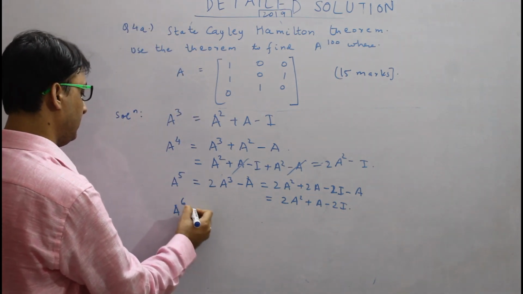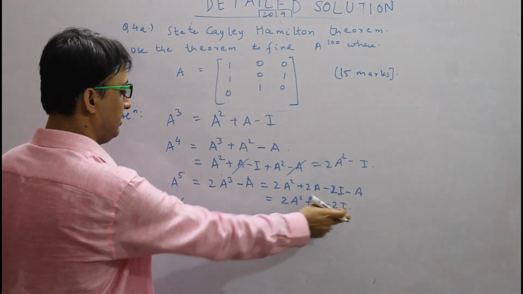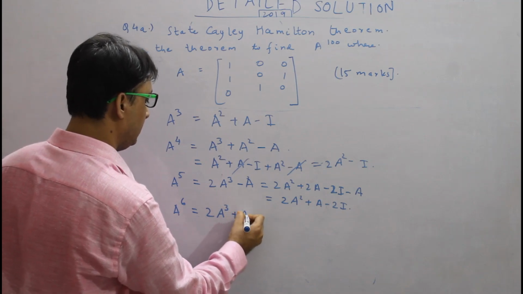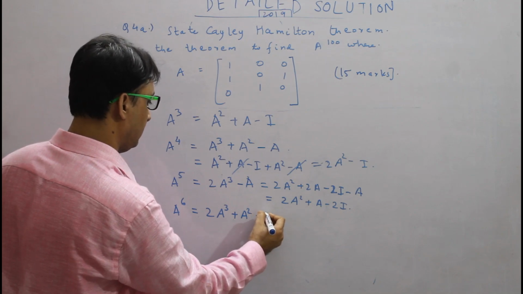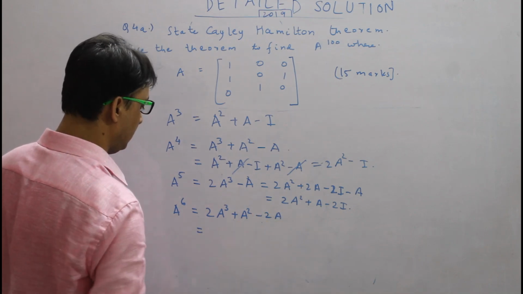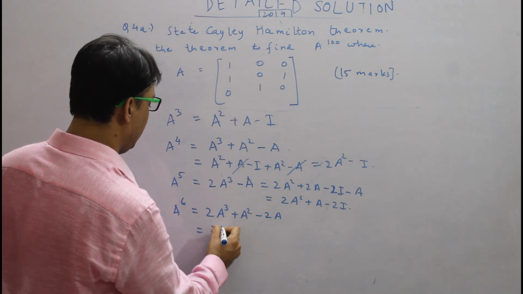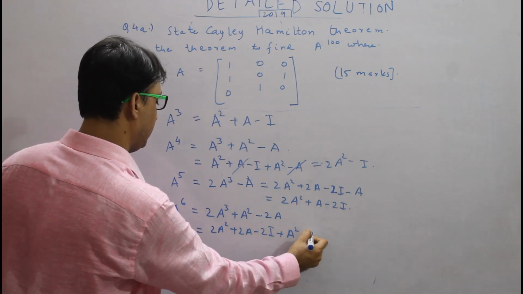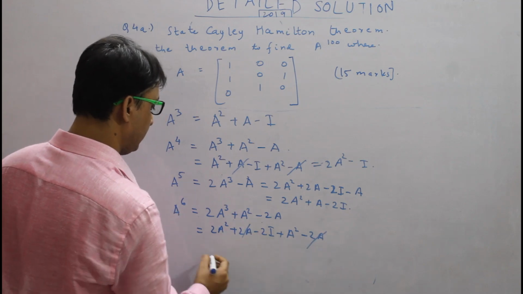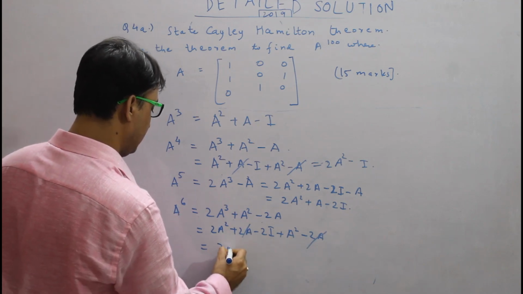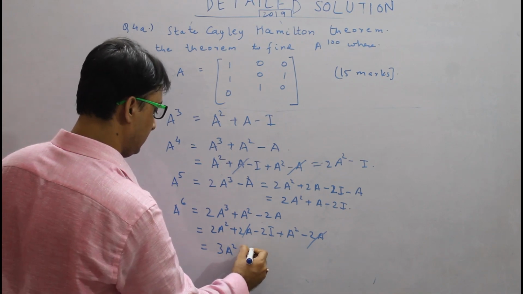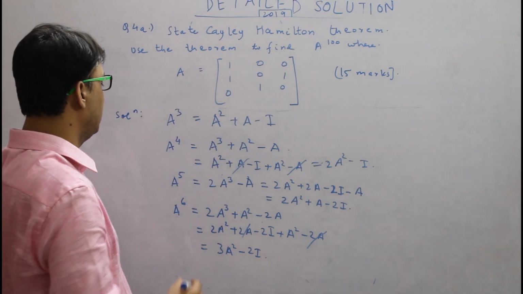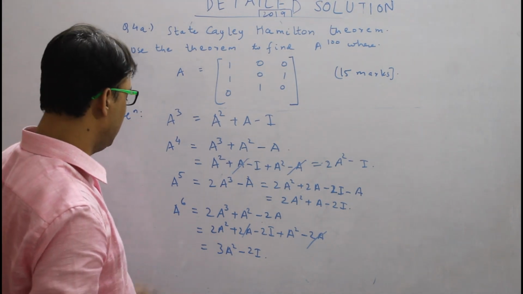Now I find A to the power 6. I am going to multiply over here. So this gives me 2A cube plus A square minus 2A. So I can write this as 2A square plus 2A minus 2I plus A square minus 2A. So this one will cancel. You can write this as 3A square minus 2I. Our concern is A to the power 100. That means we are concerned with the even powers. Now can we find some pattern?